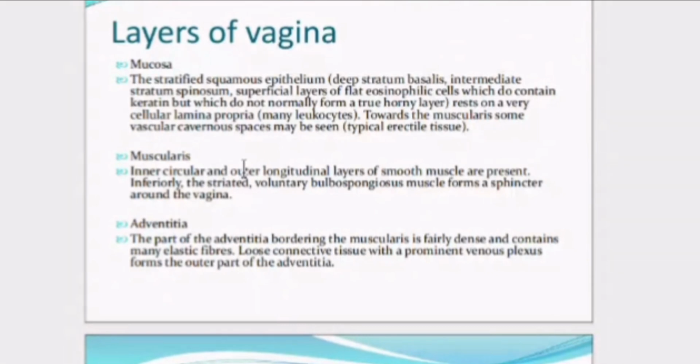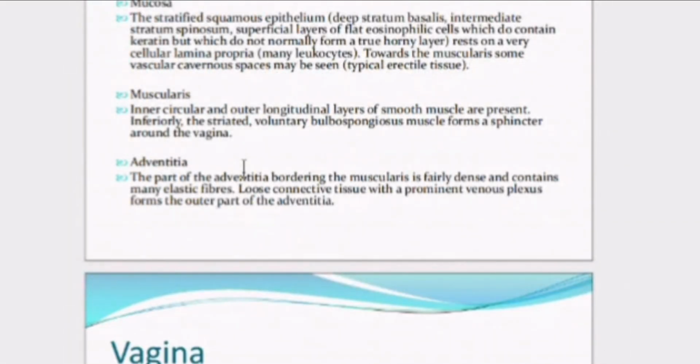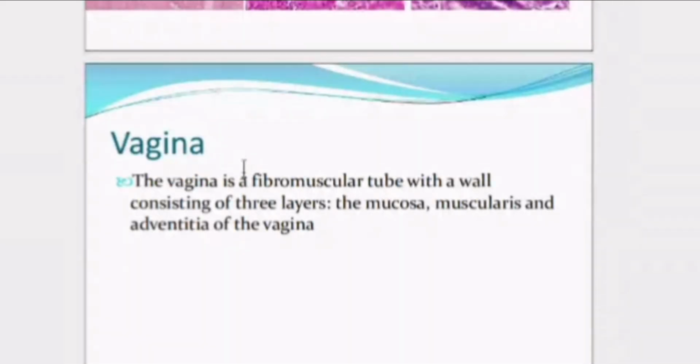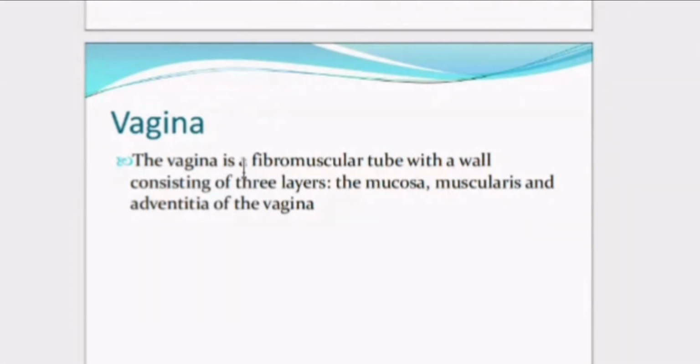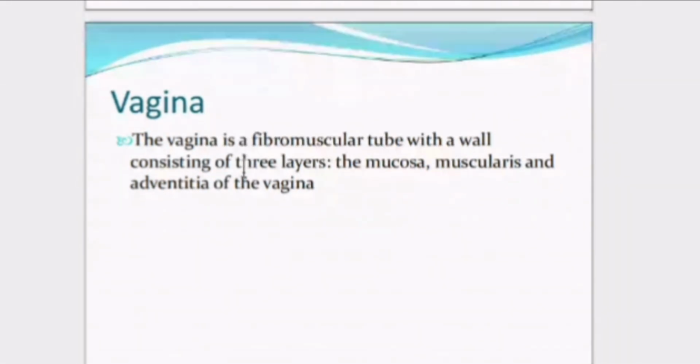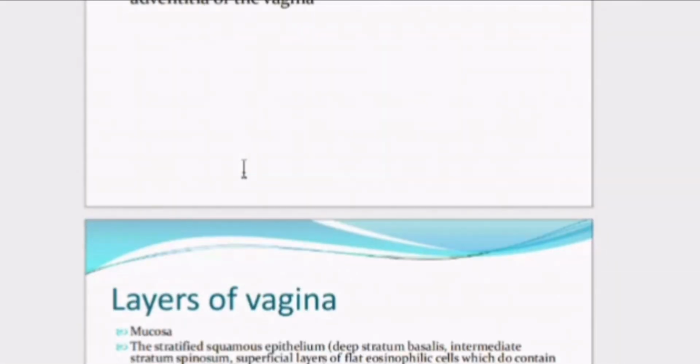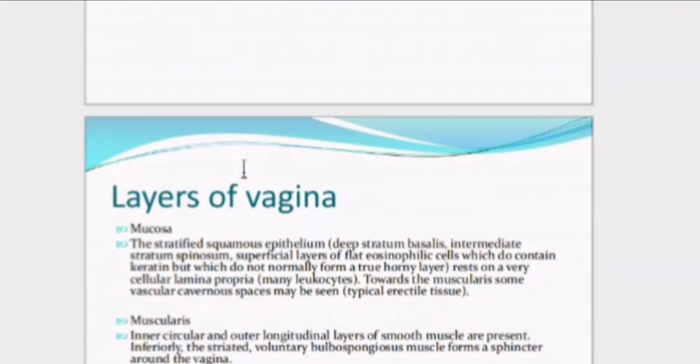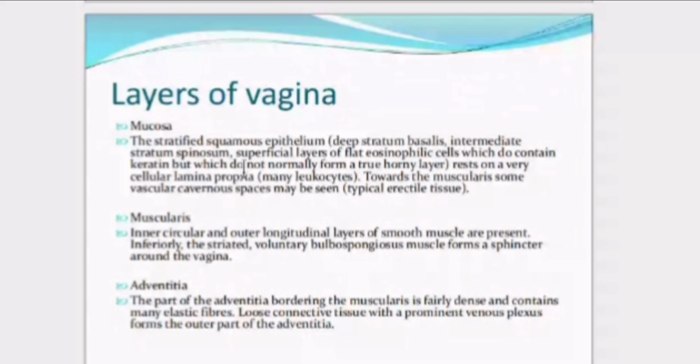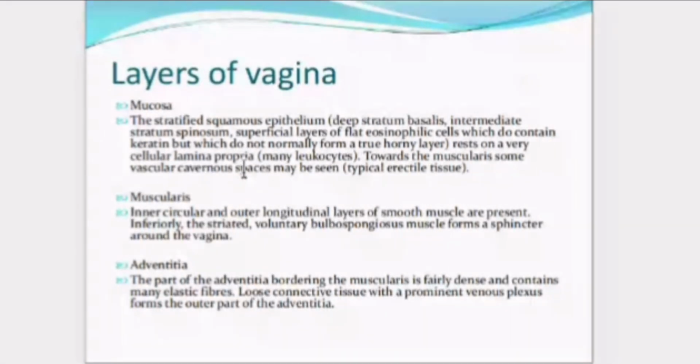Then from the cervix, we move lastly to the vagina, which is a fibromuscular tube, with the mucosa, the muscularis, and the adventitia. Something you need to remember is that the vagina has no glands. Its mucus comes from your cervical glands. I think this one was an MCQ in our exam, so we need to remember this one.